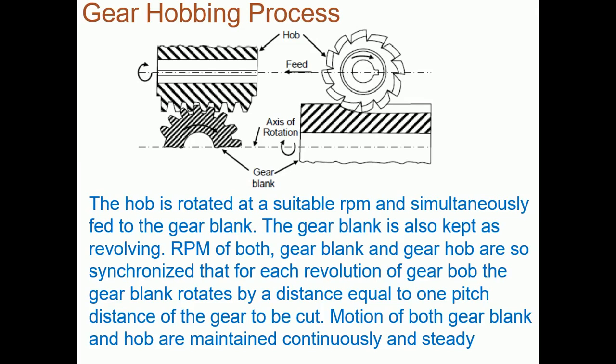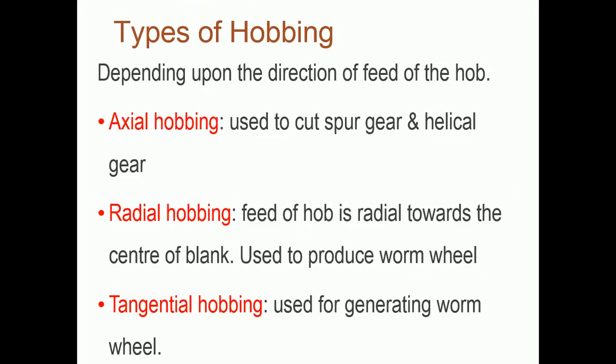Motions of both gear blank and hob are maintained continuously and steady. These are the gear hobbing processes. Now, there are different types of gear hobbing processes depending on the direction of the feed of the gear hob. First is called axial hobbing, radial hobbing, and tangential hobbing.